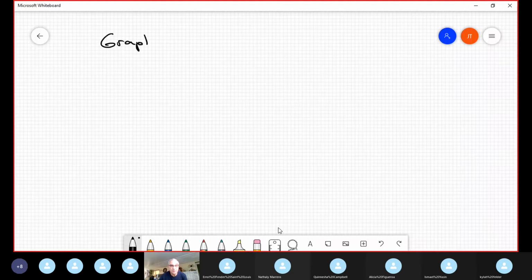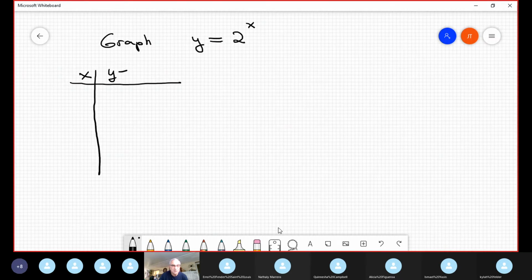Graph, for example, the function y equals 2 to the x power. I put 2 because 2 is easy to understand. After, I promise, I generalize to any base. So 2 to the x power. I propose you do a chart like that: x is the input value and y is equal to 2 to the x, and we have another column for the point (x, y), and you try to plot the points in the rectangular coordinate system using Desmos or by hand.